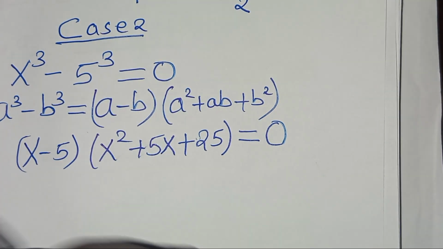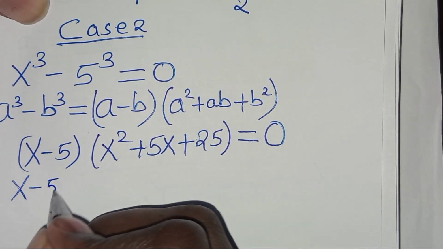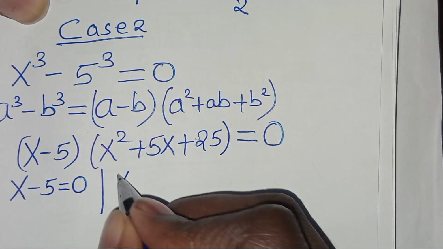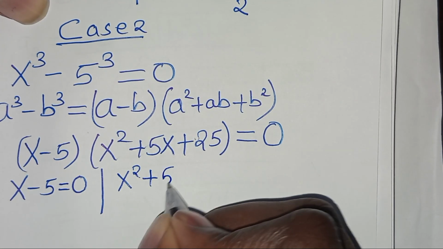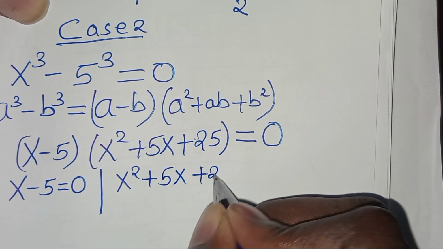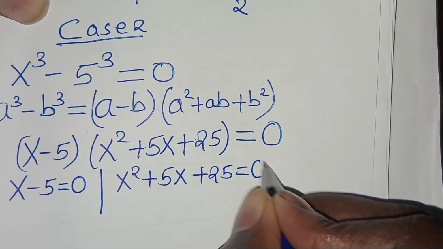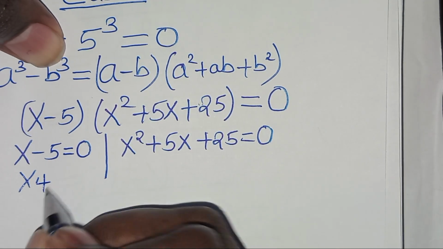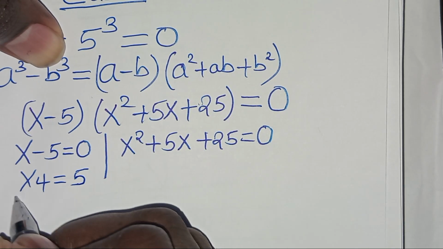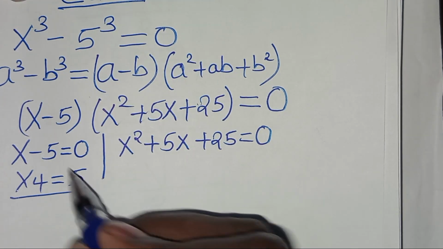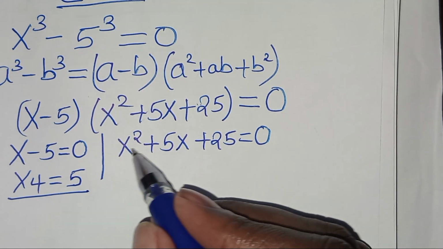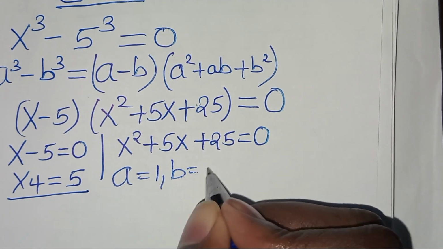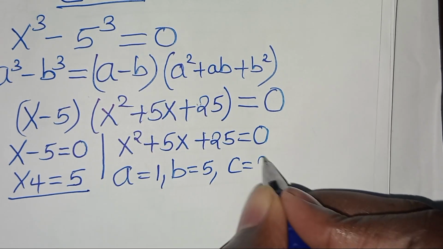We have two parts here. The first part is x minus 5. This is equal to 0. The second part here, we have x squared plus 5x plus 25. This is equal to 0. So this implies that here x4 is equal to positive 5. And this is also a real solution. Now the second part here is a quadratic equation with a equal to 1, b equal to 5, and c equal to 25.